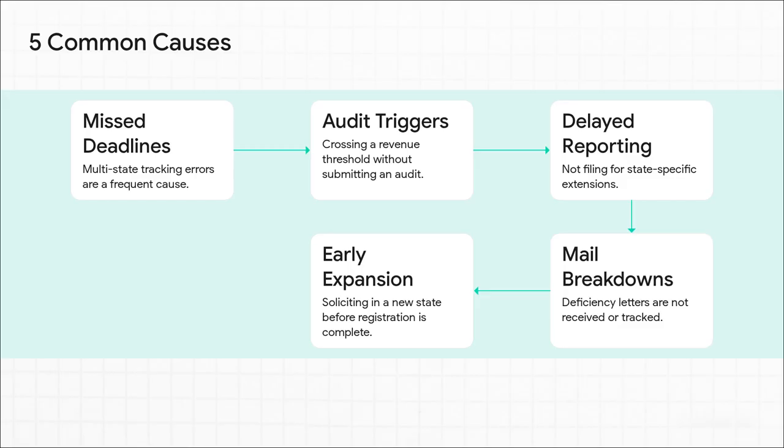Third, maybe your Form 990 or audit is on extension, but the proper state extensions weren't filed alongside it. Fourth, simple correspondence breakdowns. A letter gets lost or sent to the wrong person. And finally, expanding into a new state and starting to fundraise before that initial registration is actually complete.